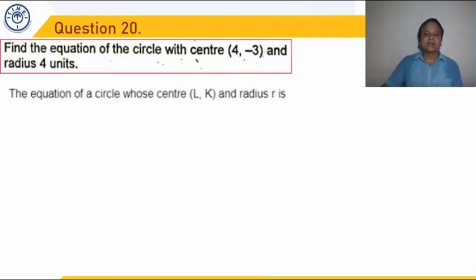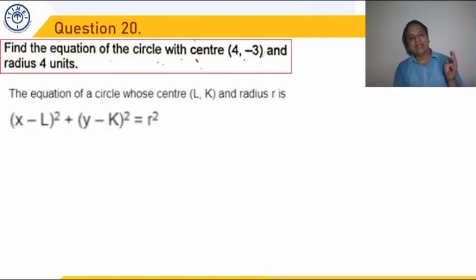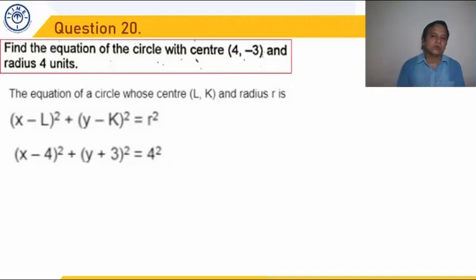A circle with center (L, K) and radius R is of the form (x − L)² + (y − K)² = R². This is the standard form. Put the center coordinates, and it comes out to be (x − 4)² + (y − (−3))², which becomes (y + 3)², equal to 4². So (x − 4)² + (y + 3)² = 4². This is the equation of a circle with center (4, −3) and radius 4 units. We say it's a standard equation.